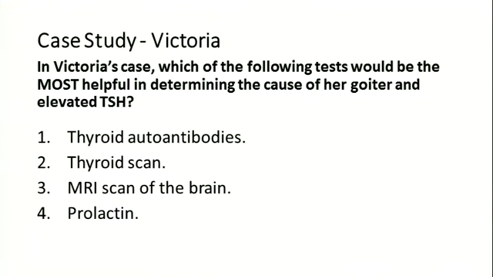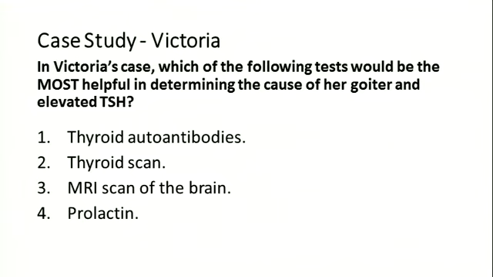All right, so in Victoria's case, which of the following tests would be the most helpful in determining the cause of her goiter and her elevated TSH? So what are we thinking? Here what we want you to do is think about what the diagnosis is and work backwards, right? We're trying to prove a diagnosis. What are we looking for?